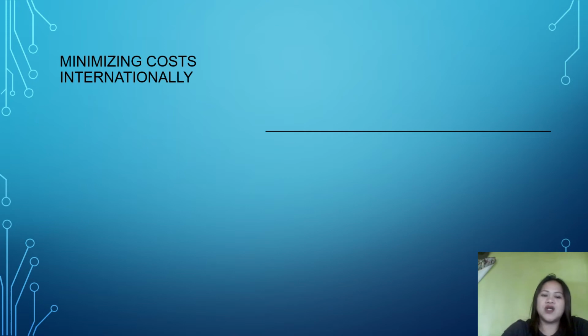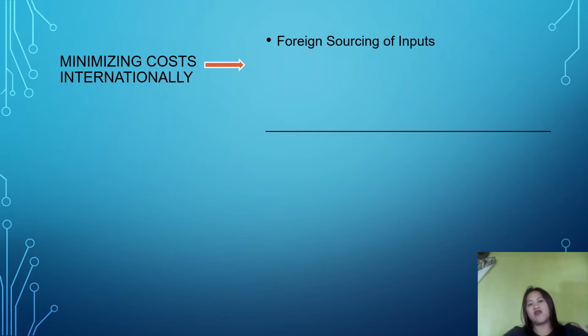Okay, now, in terms of how are you going to minimize cost? There are different ways. Of course, first is we have foreign sourcing of inputs. This is one way: spending a certain amount on foreign resources rather than on your own resources. Because if you're going to transport your own resources to that country, that will be much more expensive than the resources that you're going to pay for in that country.